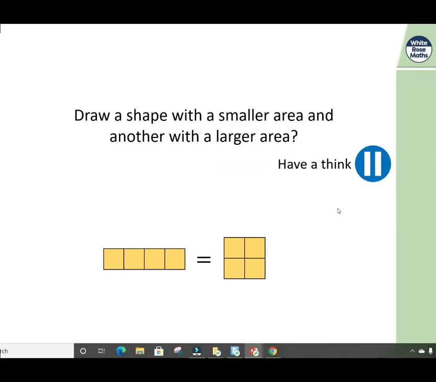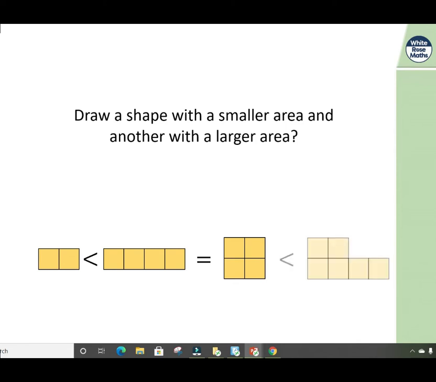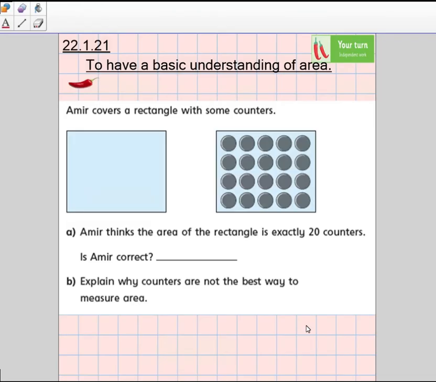Can you draw a shape with a smaller area and another one with a larger area than these 2 shapes here? Pause the video and have a go, and come back when you've got an answer. What shape did you draw? I drew one with 2 squares, but you could have drawn one with 1 or 3 squares. What did you draw for the larger area? I drew one with 6 squares, but as long as it had 5 or more, then that one would be larger than the one in the middle with 4 squares. Great job. Now it's your turn.